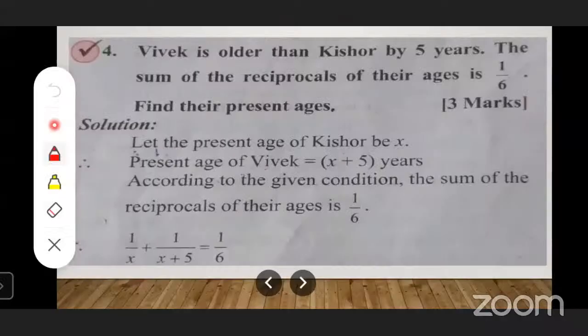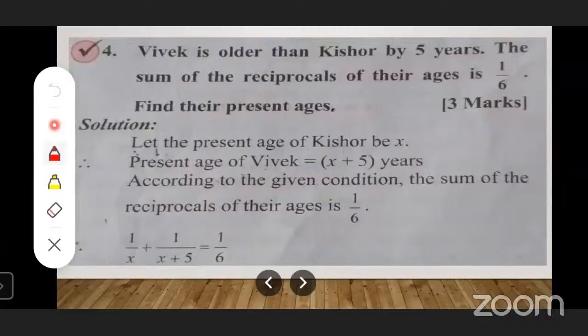Right? So let us first of all assume the present age of Kishore be X years. So what will be Vivek's age? Therefore, the present age of Vivek is equal to X plus 5. Because why? What is the condition given over here? Vivek is older than Kishore by 5 years, meaning Vivek is elder to Kishore by 5 years. So you will write the present age of Vivek is equal to X plus 5 years.